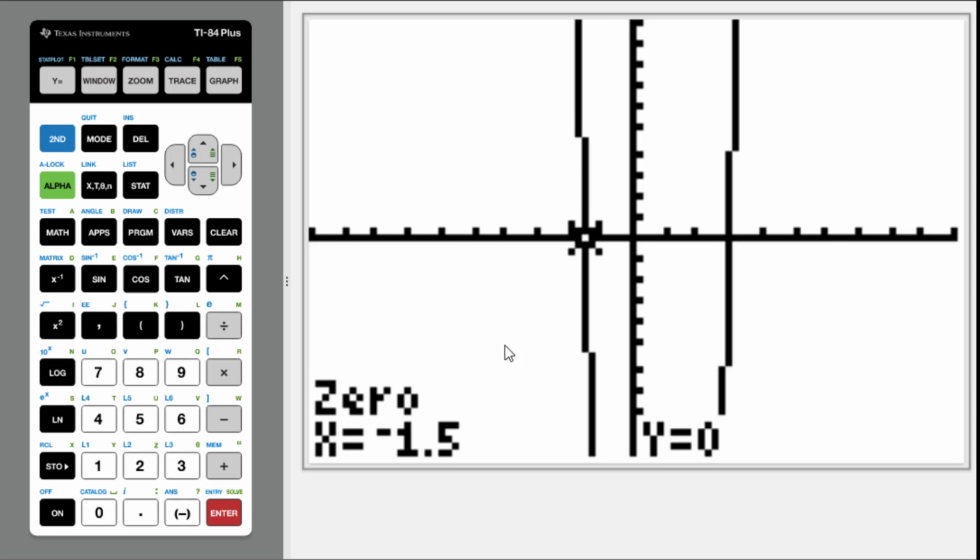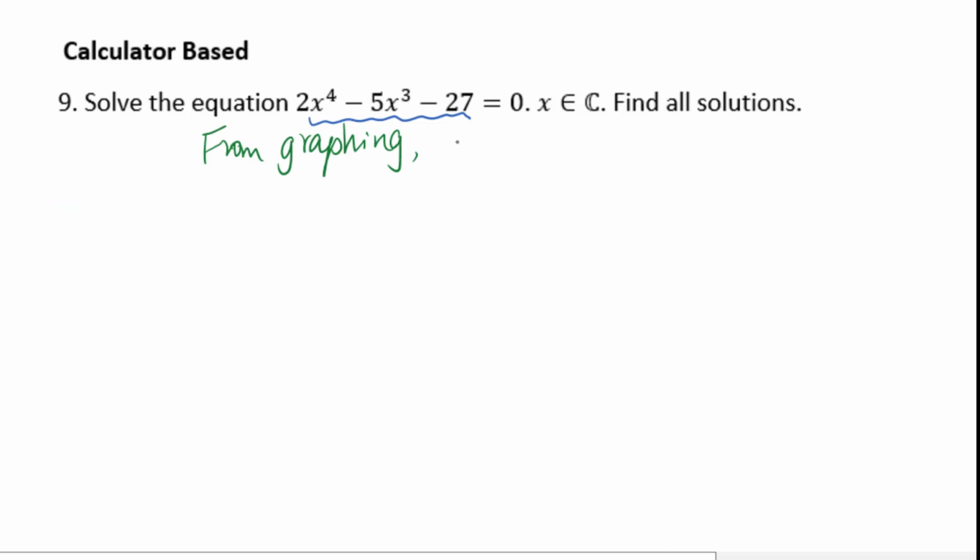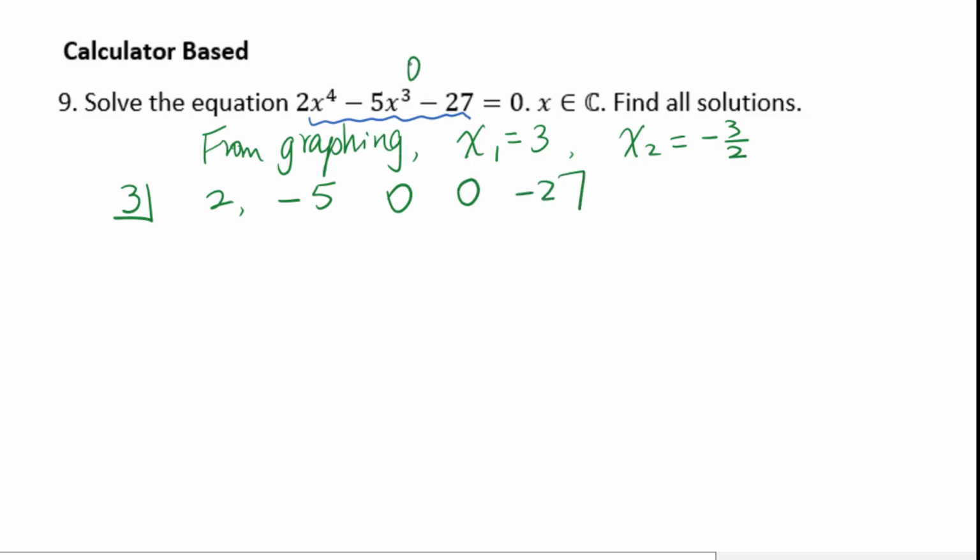After we figured out these two roots, we will use synthetic division to figure out the rest of the roots. From graphing, we get x1 equals 3, x2 equals negative 3 over 2. Synthetic division. Root in the corner, no missing power. 2, negative 5, 0, 0, negative 27, because we have 0x squared plus 0x.